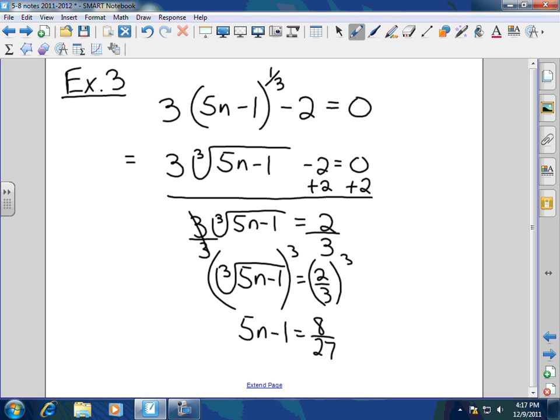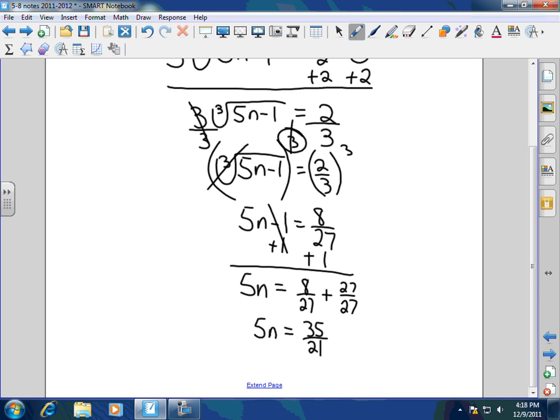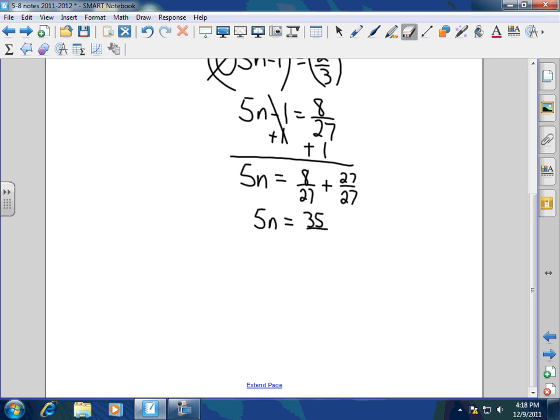Now remember, I raised this to a third power, so the third power can cancel out the cube root. So now let us continue. I'm going to add 1 to both sides of this equation. So I'm going to have 5n is equal to 8/27 plus 1 over 1, which I'm going to convert to 27 over 27. So I can add this. So I've got 5n equals 35 over 27.